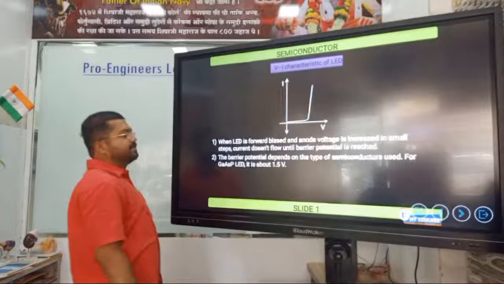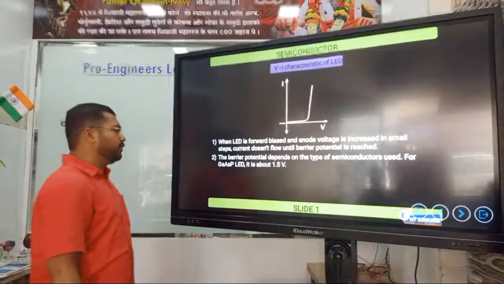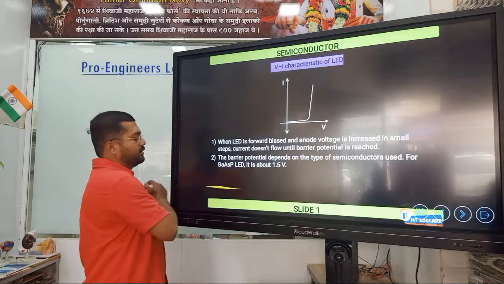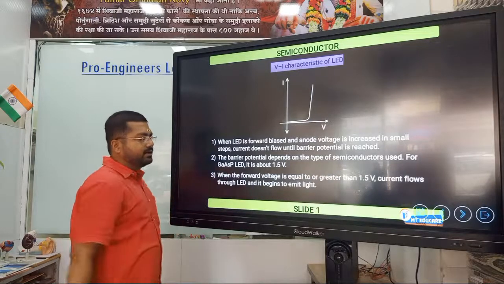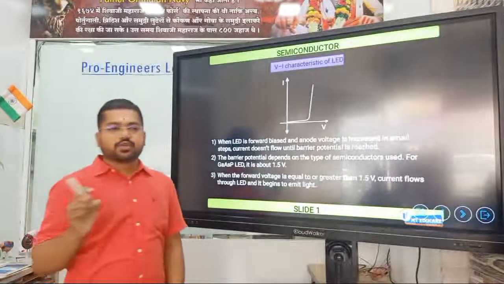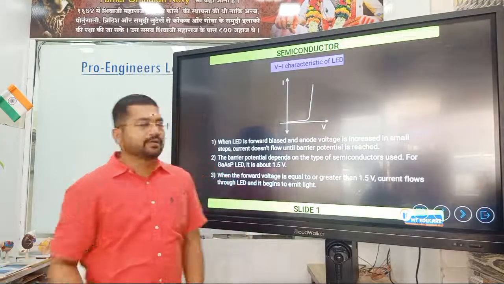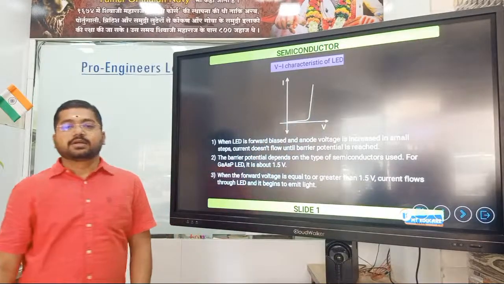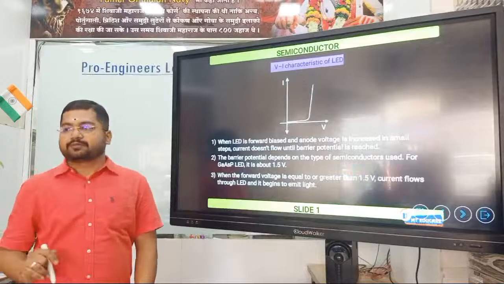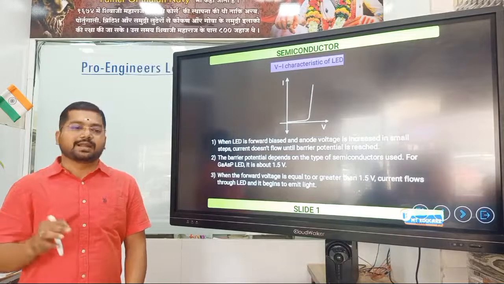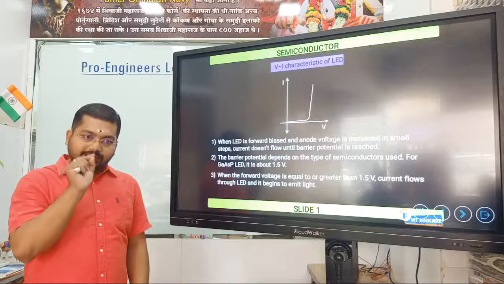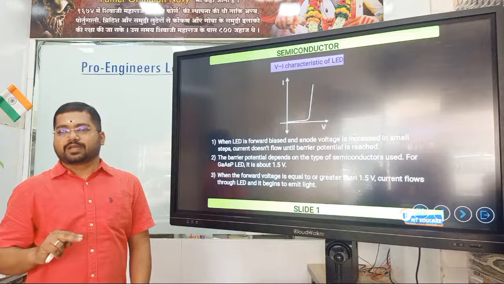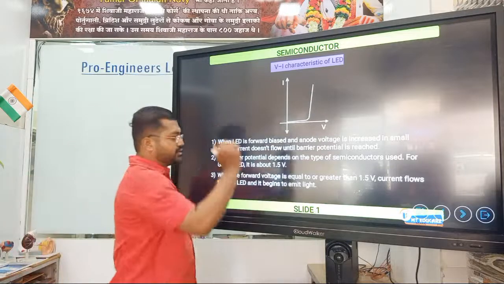The barrier potential depends on the type of semiconductors used. For gallium arsenide phosphide LED it is about 1.5 volt. As I said earlier, LEDs generally work between 0.3 to 1.5. So this is the voltage of 0.3 or 0.5 based on silicon or germanium type of semiconductors, or PN junction or LEDs, right? So at 0.3 or 0.5 volt it will break the potential barrier or depletion layer, and after that conduction will happen.